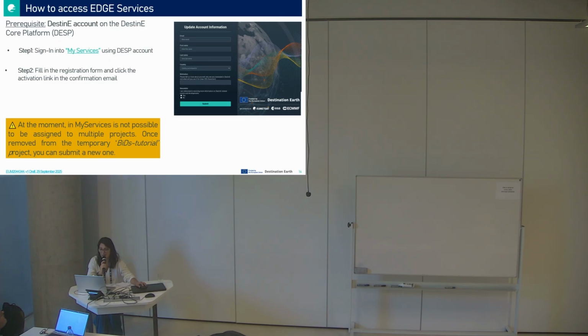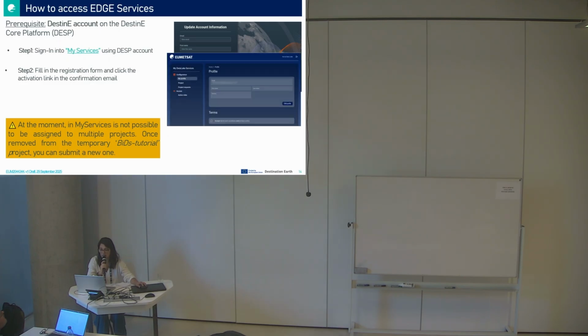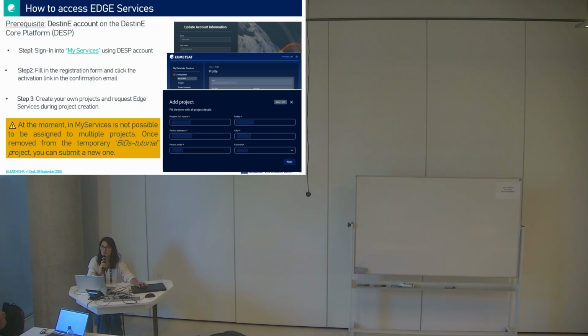Once I put here in red the place where you have to access, you will be asked to upgrade your account, and then after the confirmation email, you can access this application where you can see your user profile, your project, your services, the access to the services you requested. And you can create your own project request and request edge services during this project creation.